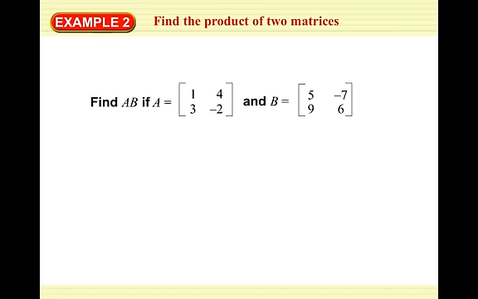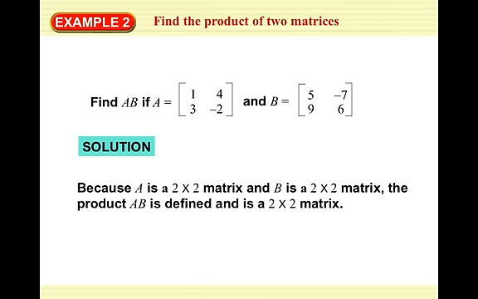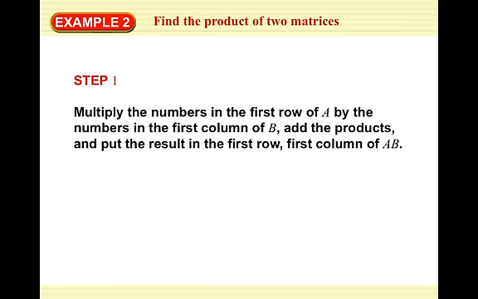Alright, so let's look. I'm going to find AB if A equals [1, 4; 3, negative 2] and B equals [5, negative 7; 9, 6]. Because each one is a 2 by 2 matrix, the multiplication is defined, and we'll end up with another 2 by 2 as our solution.